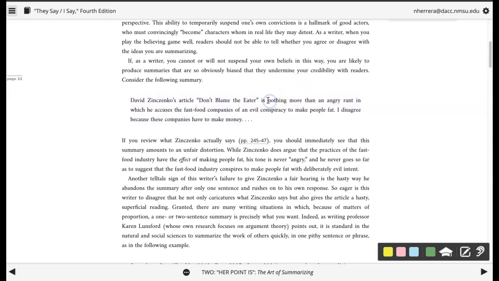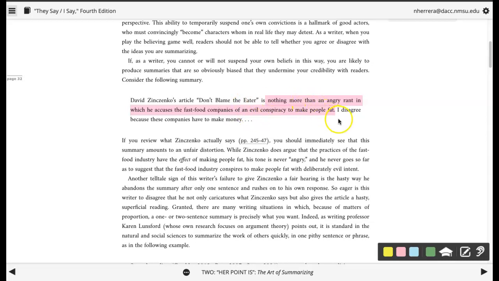So, this right here is the writer's opinion, meaning the student who is writing this. Because David Zinczenko is not angry in the article and he does not rant. So, this person who wrote this little passage right here, they're bringing in their own preconceived notions of how they interpreted David Zinczenko. But in this case, they have nothing to support it with because David Zinczenko is not angry.